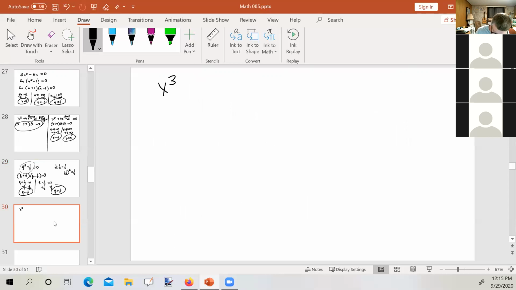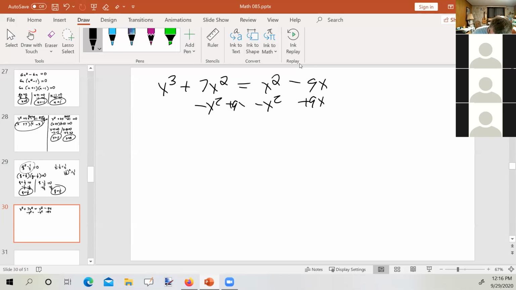X cubed plus 7x squared equals x squared minus 9x. Well, I can see that this is a 3rd degree equation. If it's anything larger than a 1st degree, so a 2nd degree or larger, I want to put everything on one side, set equal to 0. My leading term is going to be that x cubed. It's already got a positive coefficient, so let's leave it there. Let's move everything from the right side over to the left side. So I'm going to subtract x squared, and I'm going to add 9x.